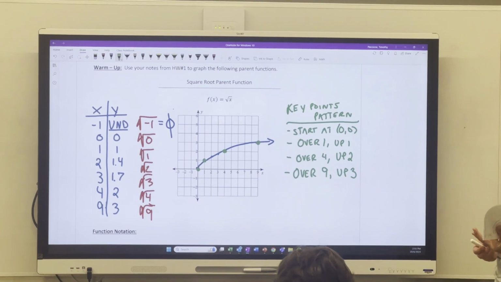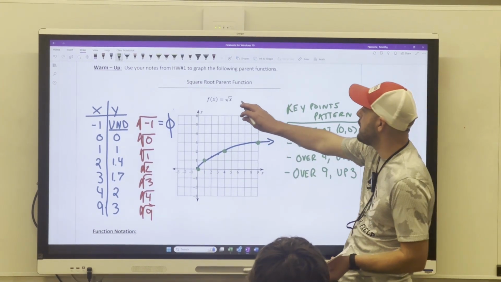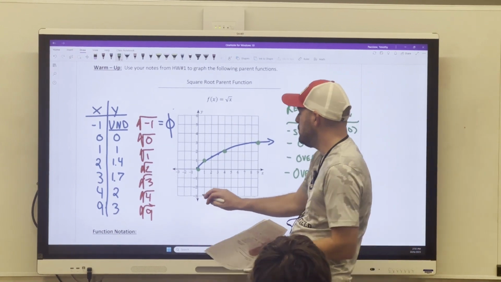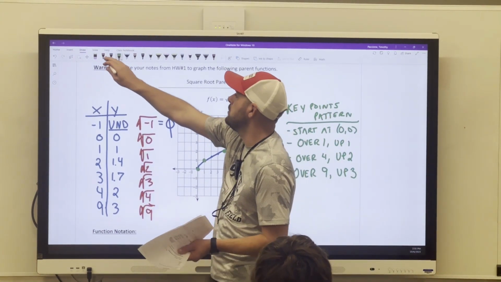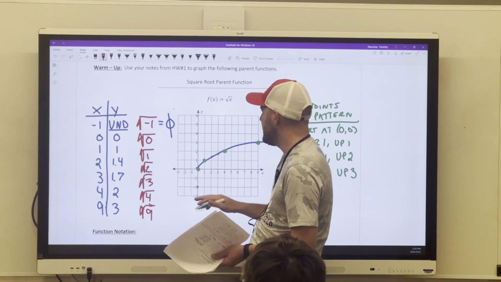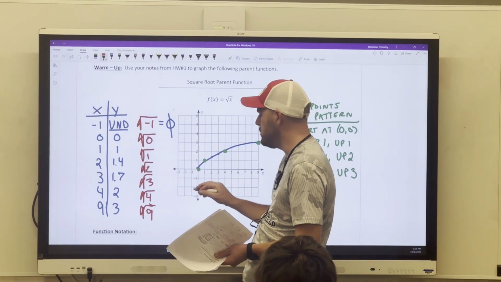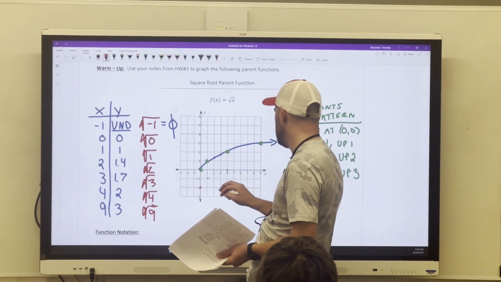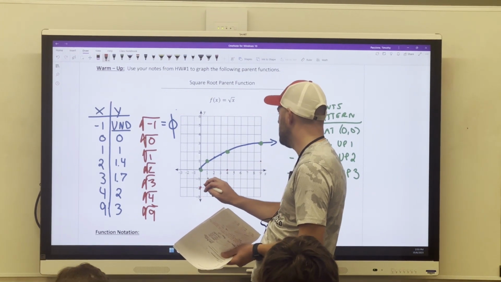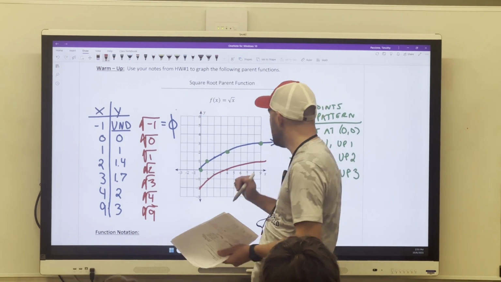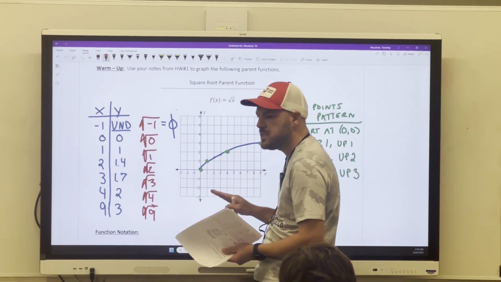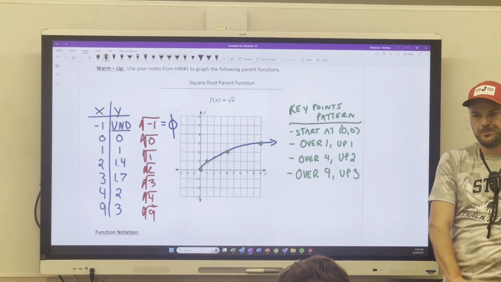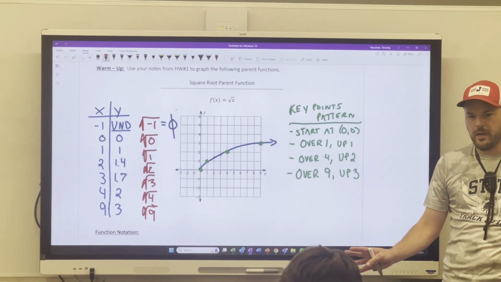Which is helpful because if somebody did like -2 here and moved your starting point down, well, you would start here. And you wouldn't have to calculate the rest of your points. You know, oh, I go over 1 up 1, over 4 up 2, over 9 up 3. And there's my graph, right? So it's the same concept. You're just moving those key points to your new starting point, okay? It's just a different function, okay?